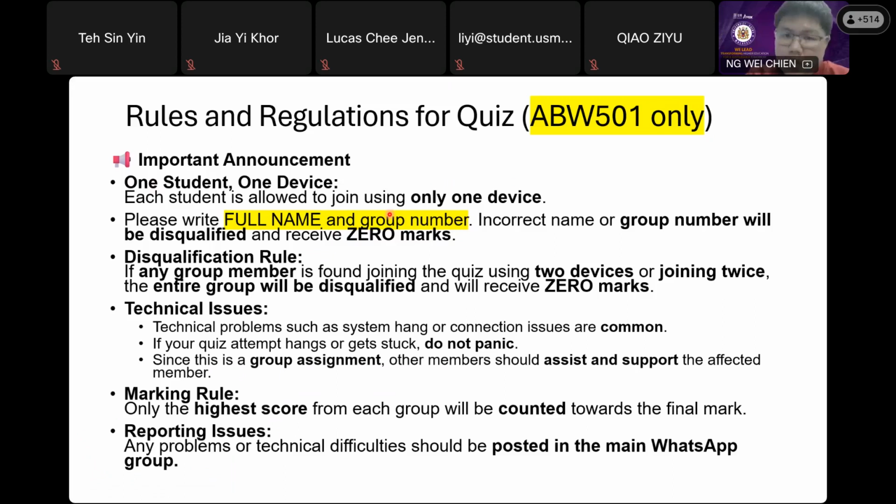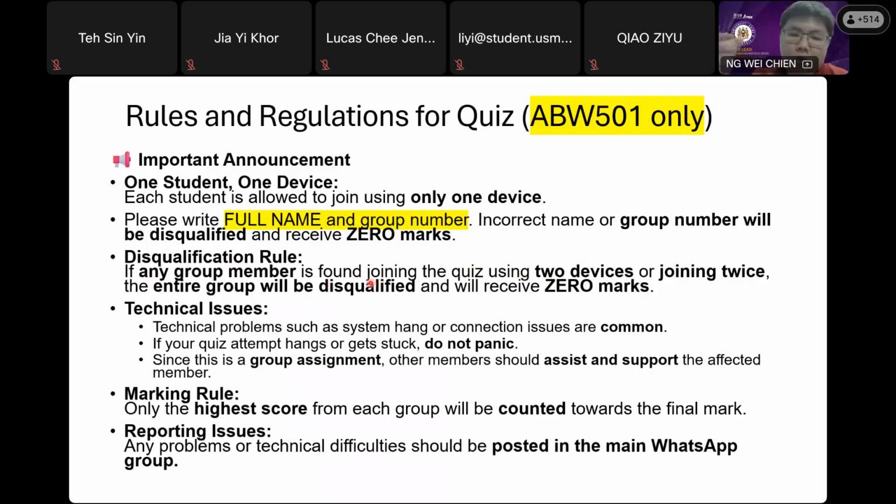Basically, within the question, there will be 2 questions asking about full name and also group number. So you just input accordingly. If there is no full name and group number, you will be disqualified. The particular student will be disqualified. Not only that, if any member is found joining the quiz using 2 devices or joining twice, meaning that you joined 2 times, the entire group will be disqualified.